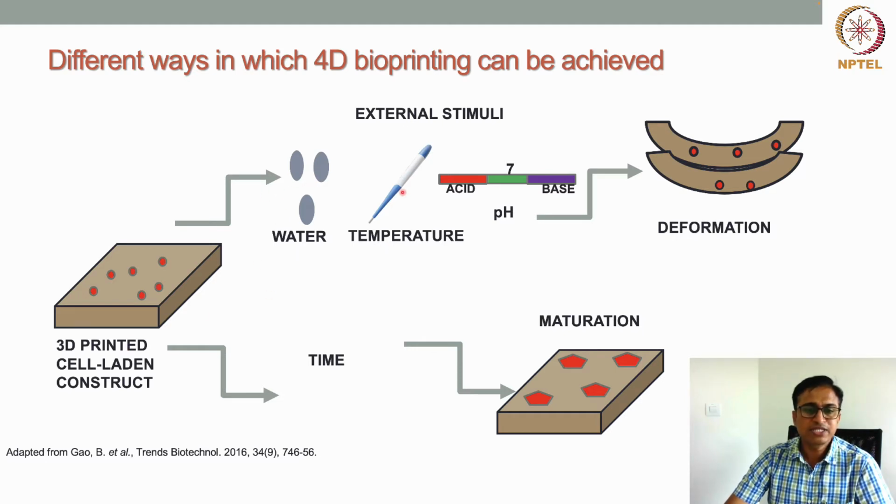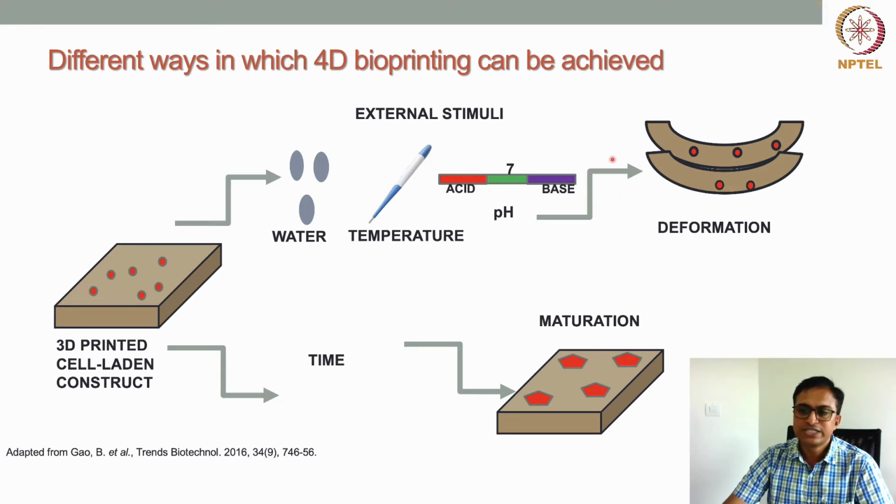Then temperature can also be used as an external stimulus, because for some thermal responsive materials, the changes are mostly induced by temperature change. Suppose these two materials are made up of two different layers, of different materials. Suppose one is thermal responsive and another one is not thermal responsive. So what will happen?